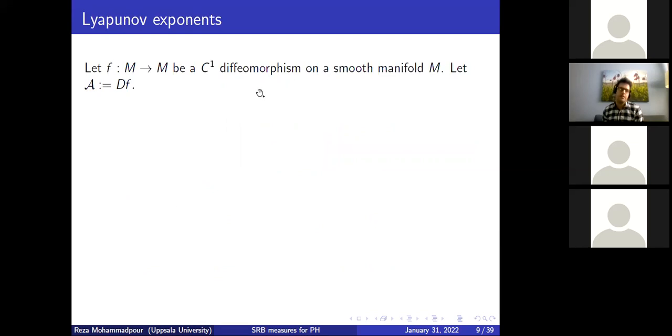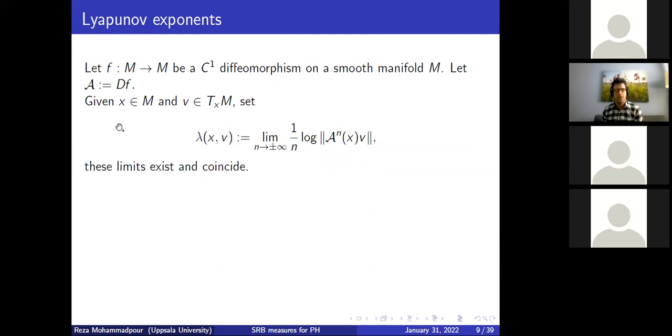Let f be a C1 diffeomorphism on a smooth manifold M to itself. I usually use the notation of the cocycle for the derivative of the function. Given x belonging to the manifold and v a vector belonging to the tangent space, the Lyapunov exponent is the limit of 1 over n log norm of A^n(x)v as n goes to plus or minus infinity.